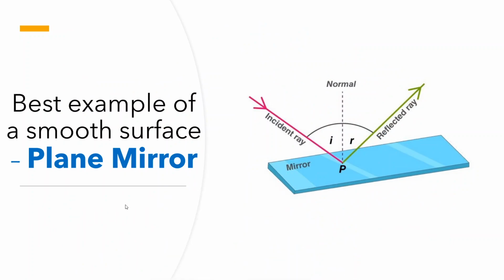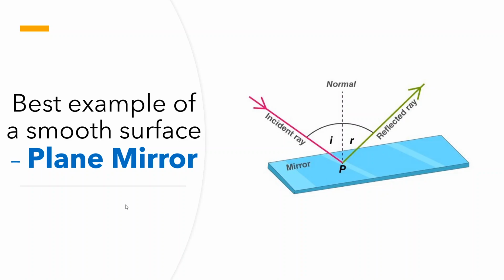Now, the best example of a smooth surface is the plane mirror. We already discussed this. A plane mirror is a mirror without any curves. It reflects most of the light incident on it, and it also follows the laws of reflection.